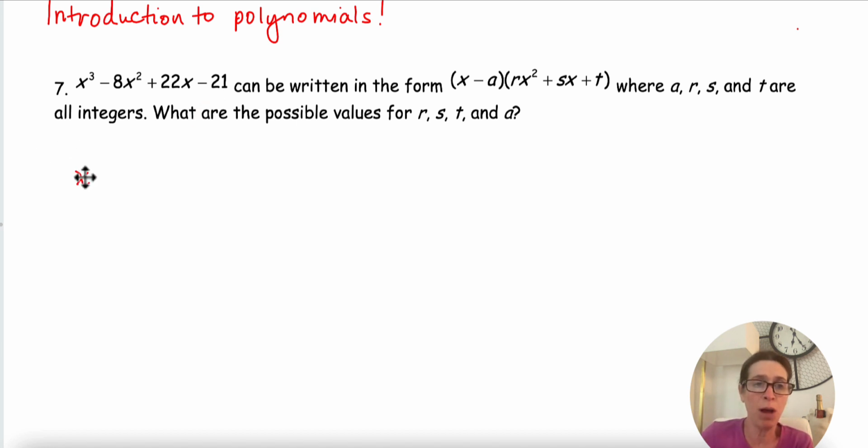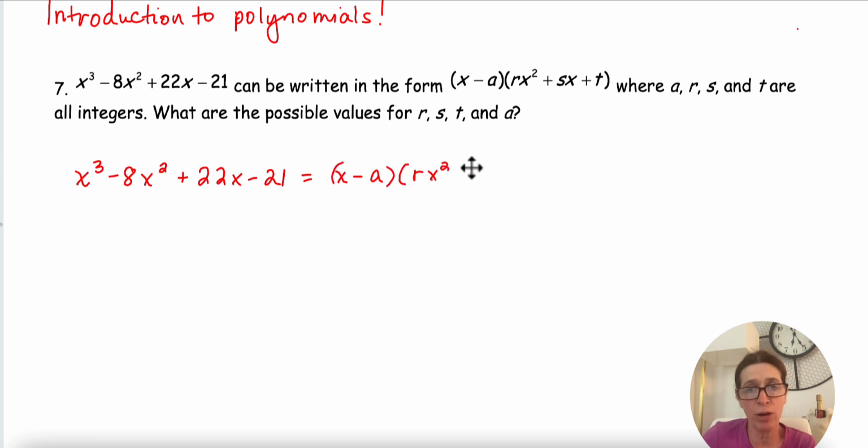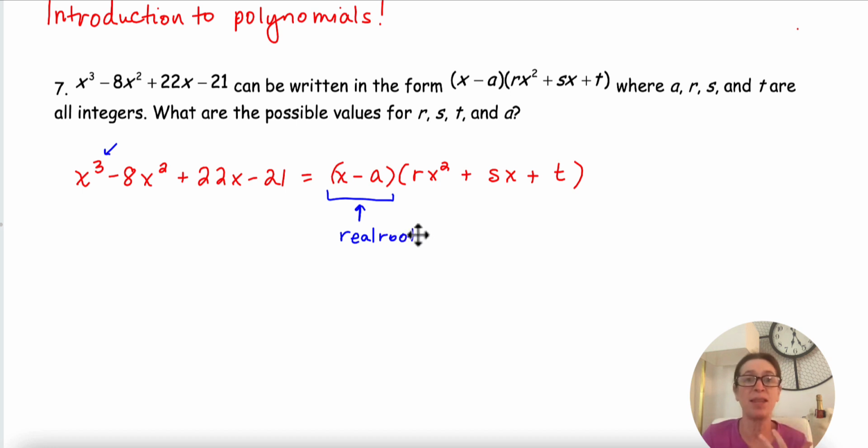So we're saying that this polynomial of degree 3 can be written in the form, means it equals x minus a times rx squared plus sx plus t. All right, so what are some things that we could do if we were thinking about this? Well, we've talked about the fact since that has a degree 3, there should be 3 roots, okay? So in my thinking right here, I see that that's going to give me a real root. So I love it because it's something that I'll be able to see on the graph.